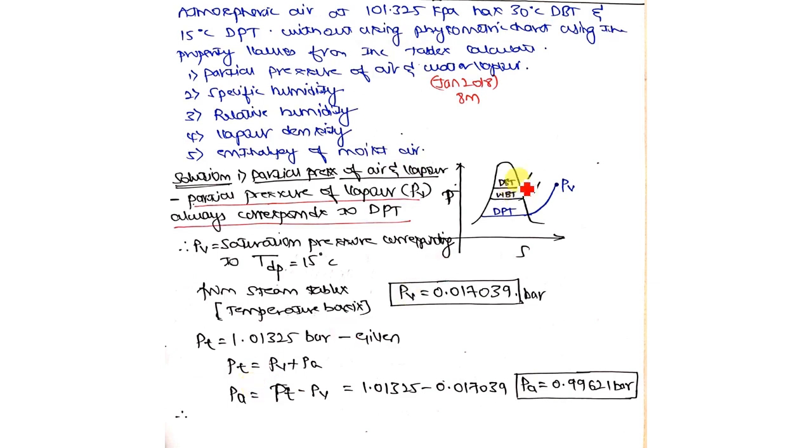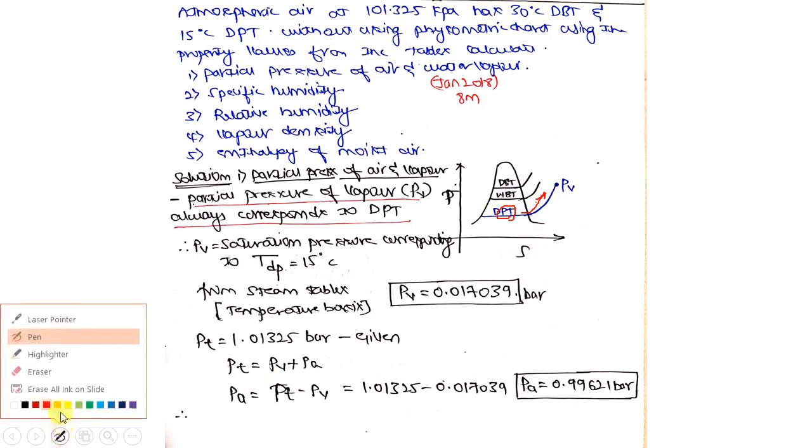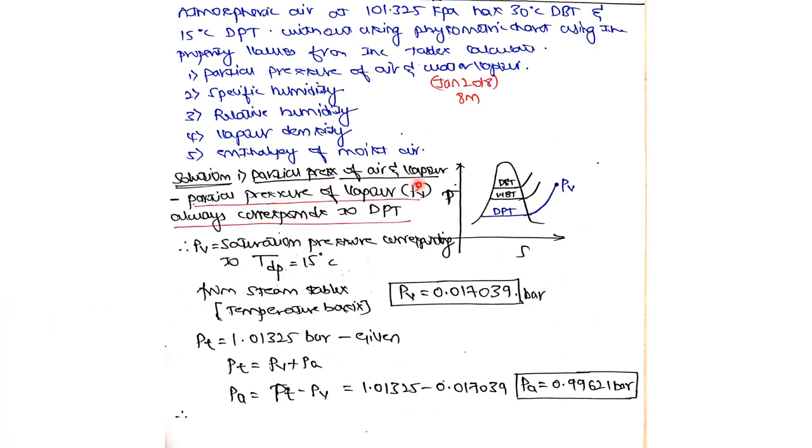You have to go in reverse to calculate the vapor pressure from the steam tables. For that, what you have to do? So partial pressure of air and vapor. Partial pressure of vapor always corresponds to the dew point temperature, as we have discussed in the previous problem. So PV is the saturation pressure corresponding to the temperature of 15 degrees Celsius. So you have to look into the temperature basis table, and corresponding to the value of TDP, the dew point temperature, which is 15 degrees Celsius, the PV value is this much.